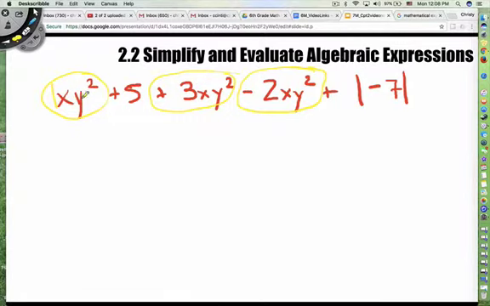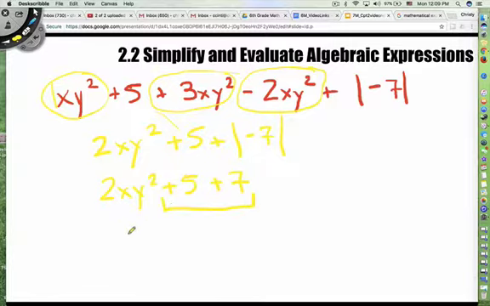Here's 1xy squared plus 3xy squared, which gives us 4xy squared, minus 2xy squared would give us 2xy squared, plus 5, so we bring this down, and then plus the absolute value of negative 7, which is really saying how far away is negative 7 from 0. So we rewrite again: 2xy squared plus 5 plus 7. And so we can combine these two like terms: 2xy squared plus 12. And then we circle our answer confidently.